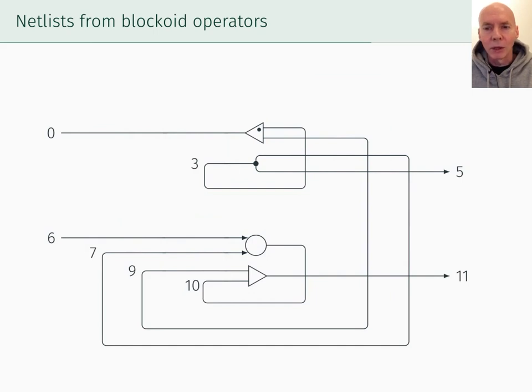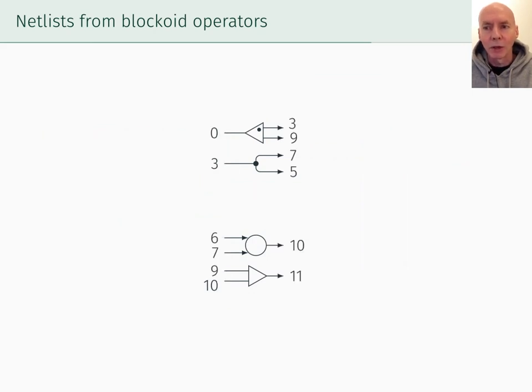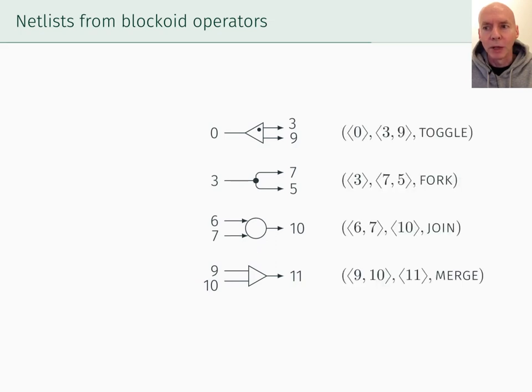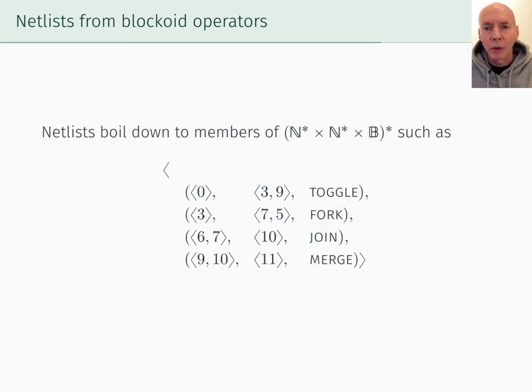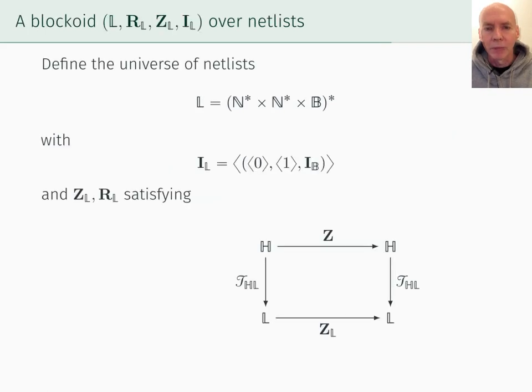We don't even need to look at the circuit diagram anymore. We could just look at the circuit components and the numbers on their terminals to tell us what's connected to what. We can make a list of these where each term in the list consists of a list of input terminal numbers, a list of output terminal numbers, and the type of component that it is. And so our running example of a handshake converter reduces down to a netlist like this. That tells us how to define our universe L of netlists.